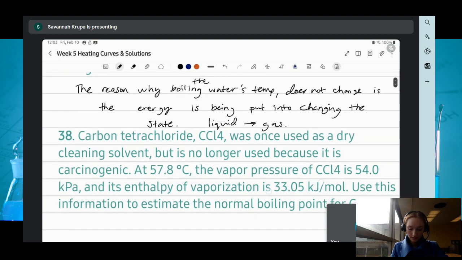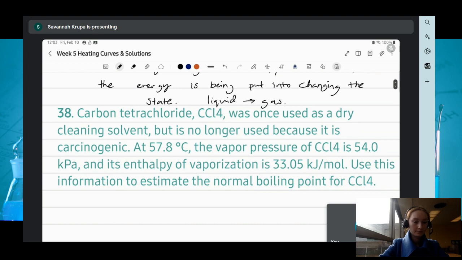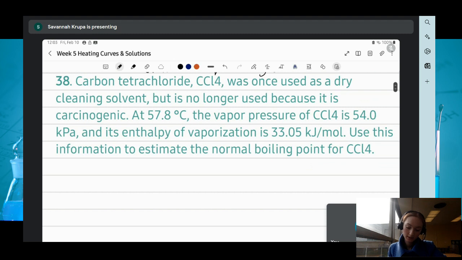So now let's get into something of a calculation problem. This one reads: carbon tetrachloride, CCl4, was once used as a dry cleaning solvent, but is no longer used because it is carcinogenic. At 57.8 degrees Celsius, the vapor pressure of CCl4 is 54.0 kilopascals, and its enthalpy of vaporization is 33.05 kilojoules per mole. Use this information to estimate the normal boiling point of CCl4.